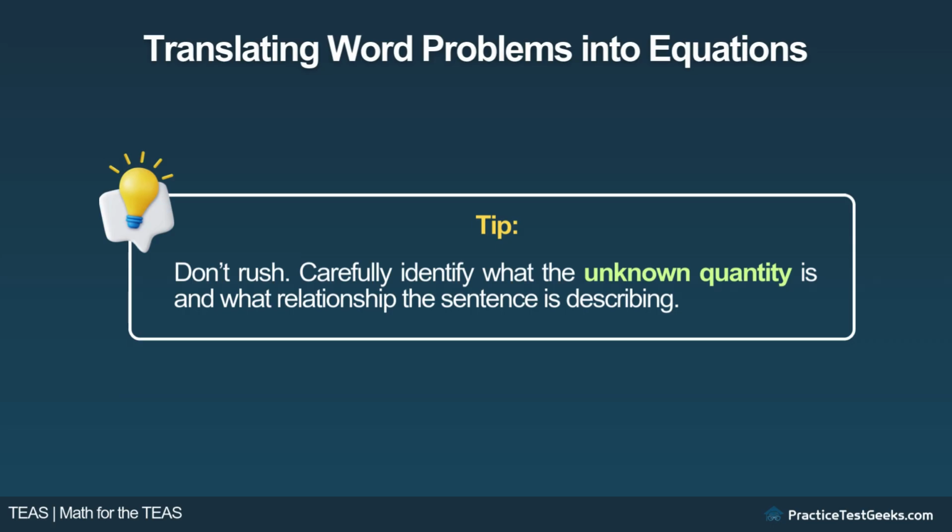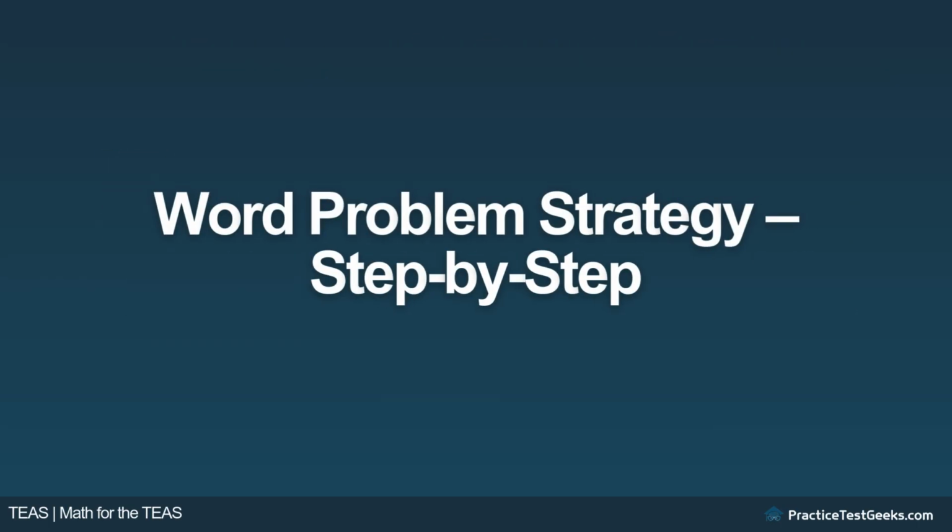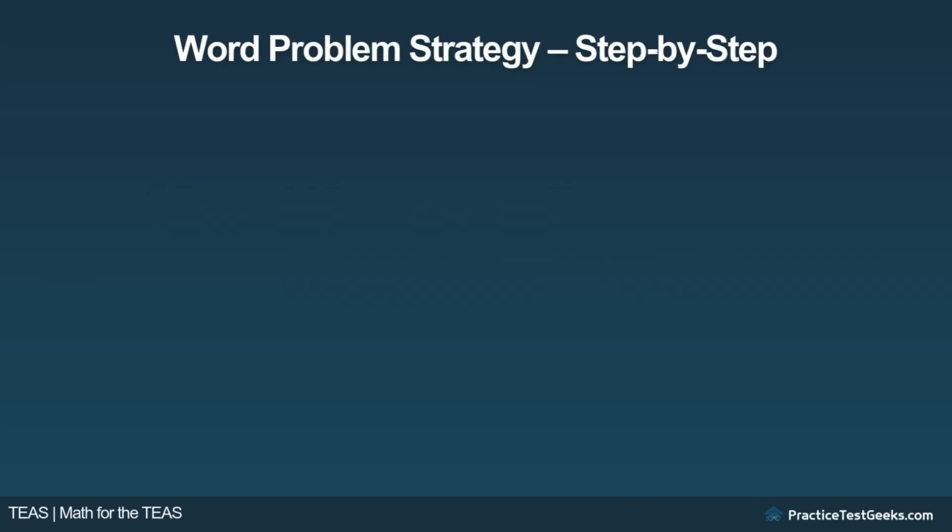TEAS tip: always read carefully and identify what the question is really asking. Don't rush. Once you know what the unknown is and understand the relationship between the values, setting up the equation becomes straightforward. Before solving, it helps to have a clear game plan. Here's a simple step-by-step strategy you can use to break down any word problem on the TEAS. To tackle any word problem on the TEAS, follow this reliable process.